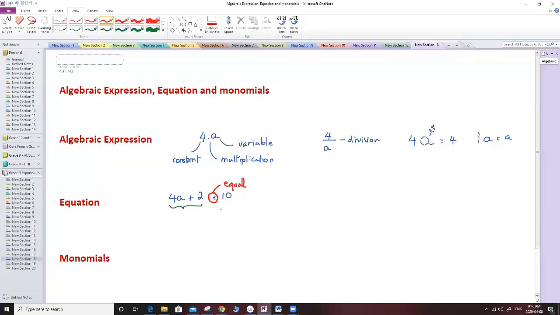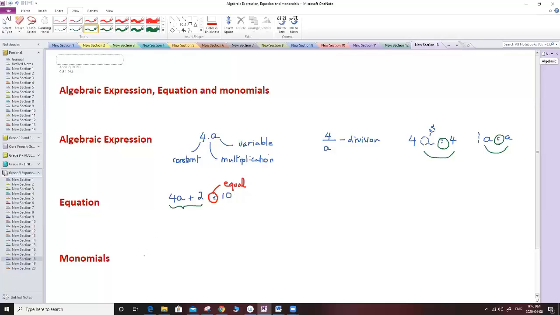So this is a difference between algebraic expression, that it doesn't have the equal sign, but the equation has an equal sign. Only make sure that you understand this equal sign that I added here to show you that these are the same. But the algebraic expression doesn't have equal sign, only the equation.